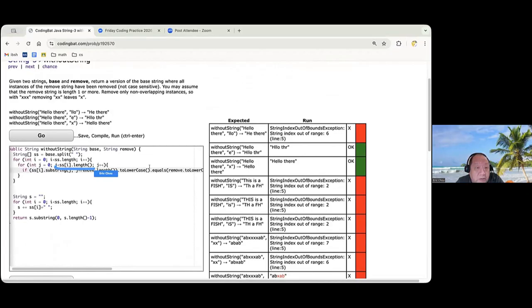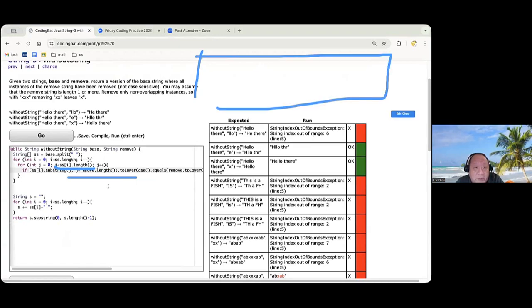This one, you did not use the window of the remove word. You have a substring, but your window goes out of it and you still do the compare. It will be index out of bound.